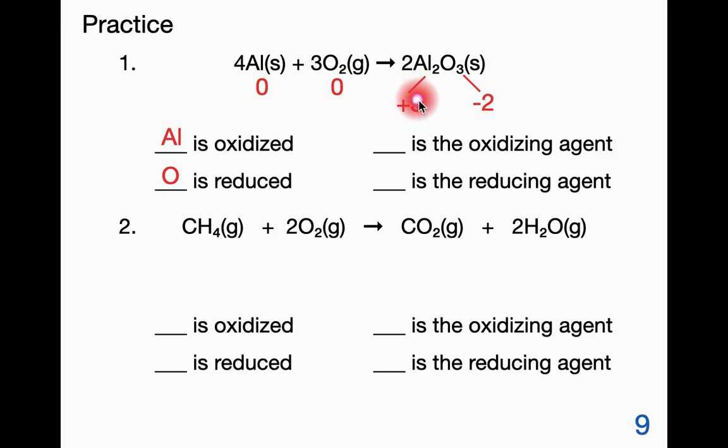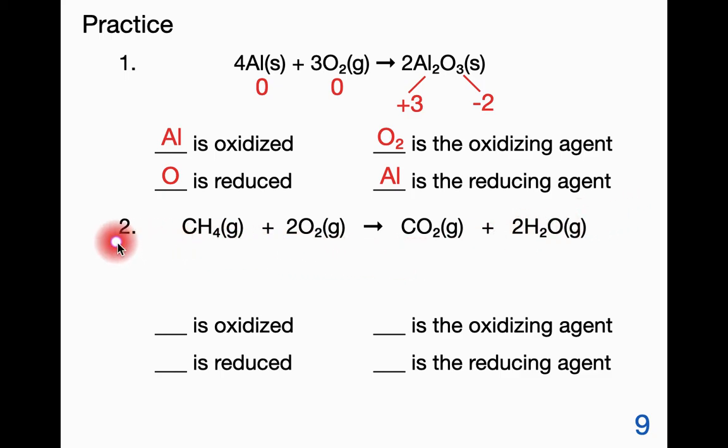Its number went up. Now, in determining what's the oxidizing agent and what's the reducing agent, just ask yourself, well, what did the element that was being oxidized, what did it react with to cause that to happen? Well, it reacted with oxygen, but not O, but O2. We write the entire reactant, whatever it might be. What caused the oxygen to be reduced? It was reacting with aluminum. So aluminum is the reducing agent.